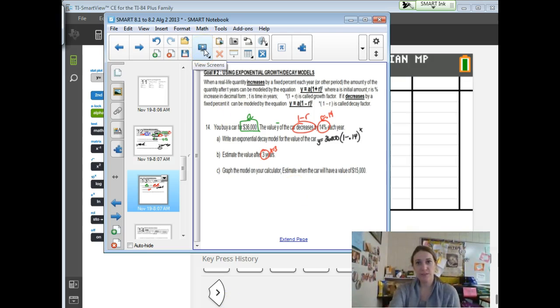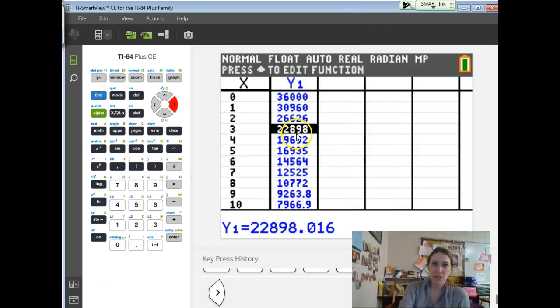And then it says estimate the value for when it's $15,000. So this is just like that bacteria question. When would it have hit $15,000? Pretty much in between 5 and 6 years. So between 5 and 6 years is a good answer.